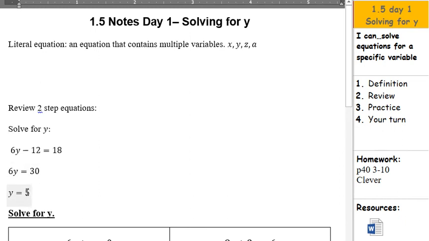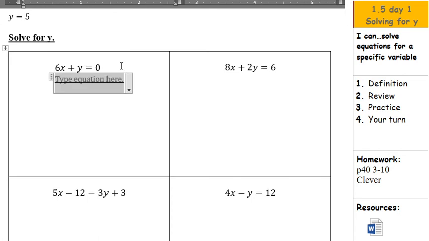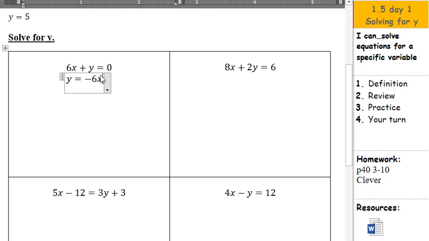Today, though, for the rest of what we do, we're not going to get y equals a number. We're going to get y equals another equation. So let's take a look. Here I have 6x plus y equals 0. I want to get y by itself. So what I'm going to do is subtract 6x from both sides. I want only y over here. So I have y equals negative 6x because I subtracted 6x from both sides.